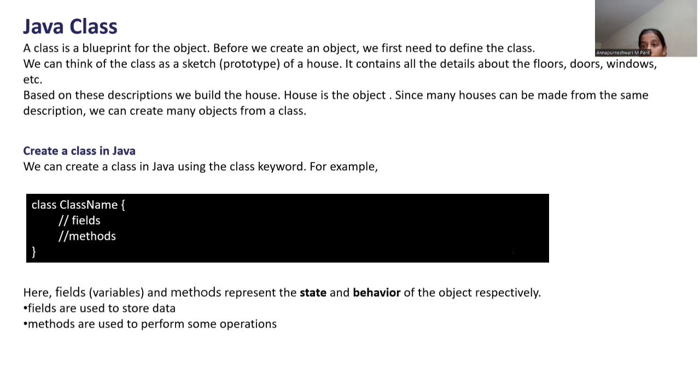So let us know how to create a class in Java. To create a class in Java, we use class as a keyword. For example, class name, fields, methods. Here, fields and methods represent the states and behavior of an object. So fields are used to store data and methods are used to perform some operations.